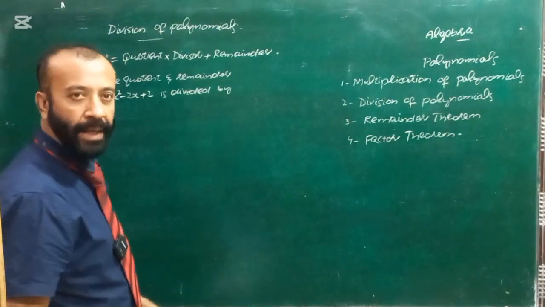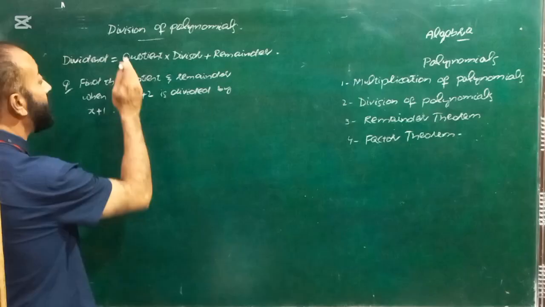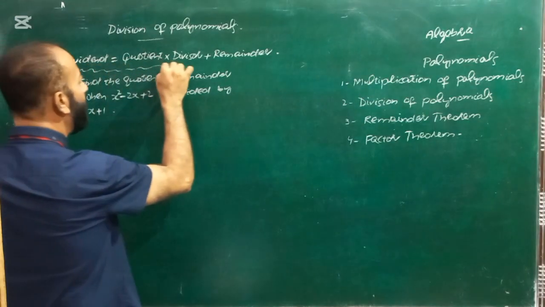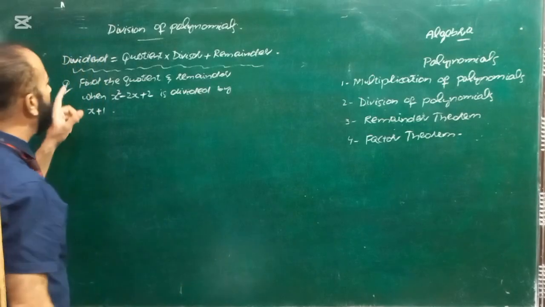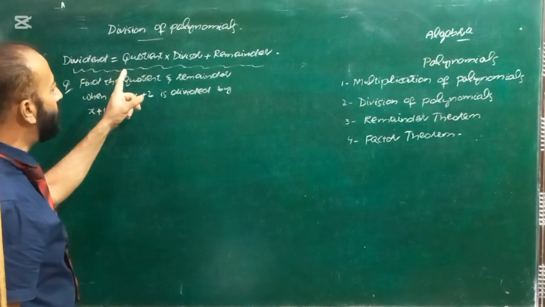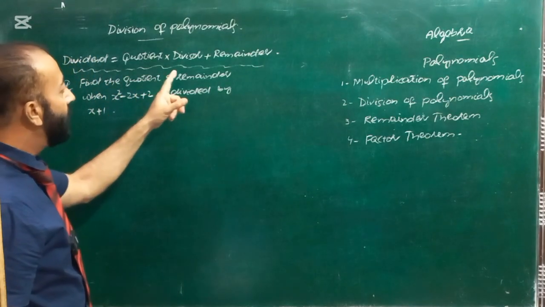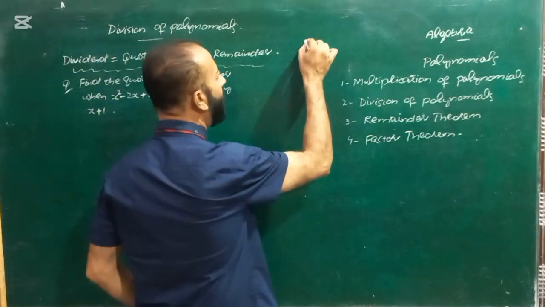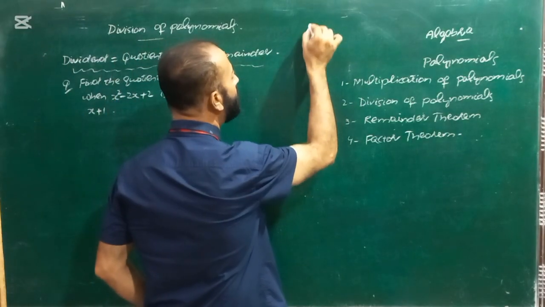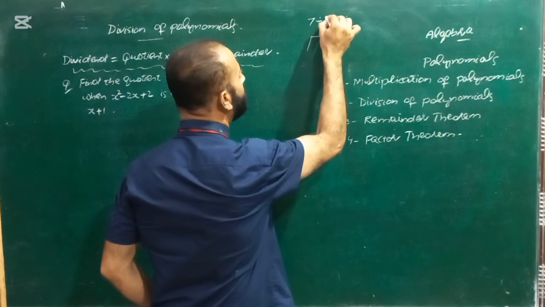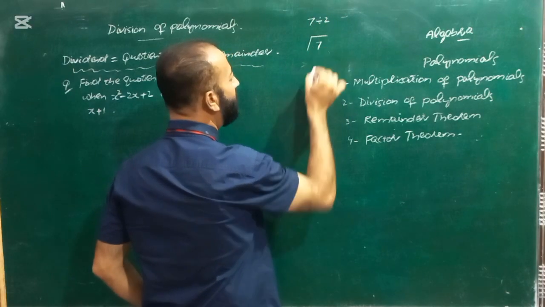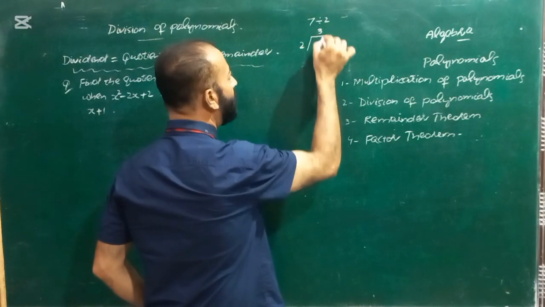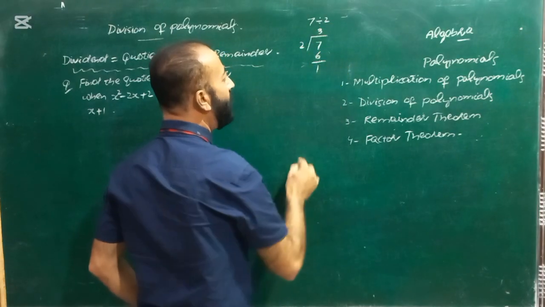Here is the second thing that we are going to read today, that is the division of the polynomial. So look now, here is a general rule. Dividend is equal to quotient multiplied by divisor plus remainder. We will explain it with the help of a simple example. Suppose 7 divided by 2 is a question. So 7 will be put into the bracket, 2 outside the bracket, 2 3s are 6, 1 will be remainder.